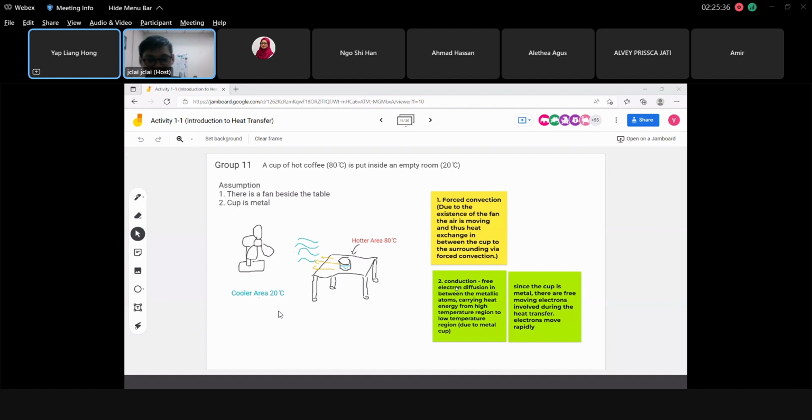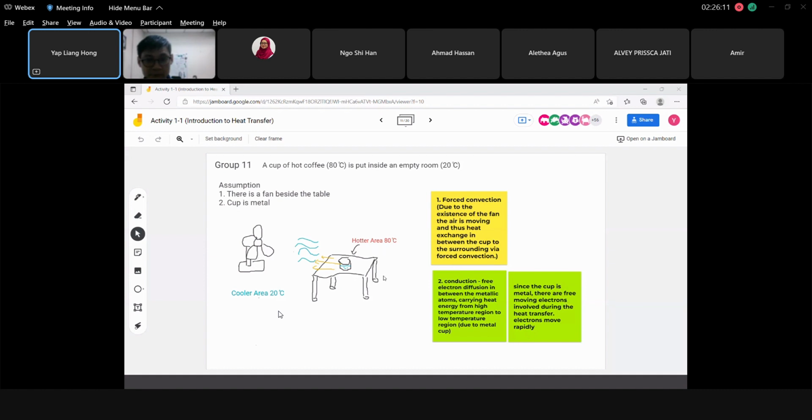Okay, so number two, it will be conduction. For the metal cup, the free electron diffusion between the metallic atoms carries the heat energy from the high temperature region, which is the hot coffee, to the low temperature region, which is the outer layer of the cup, and it will transfer onto the surface of the table via conduction, and also to the air via convection and also radiation.